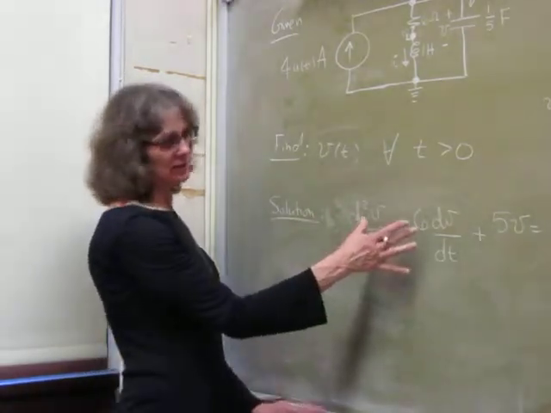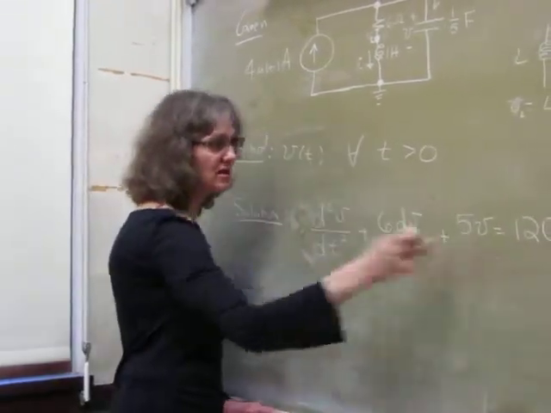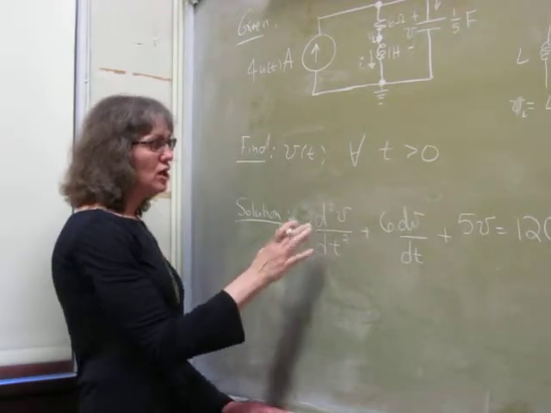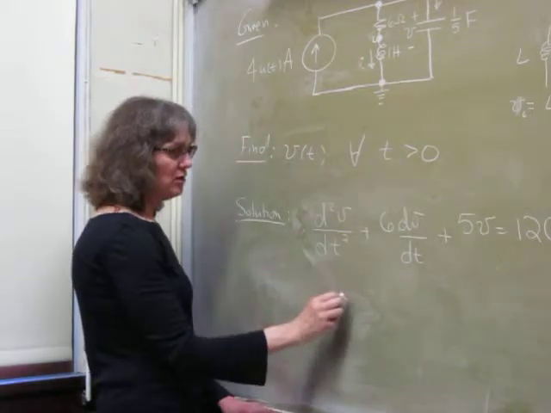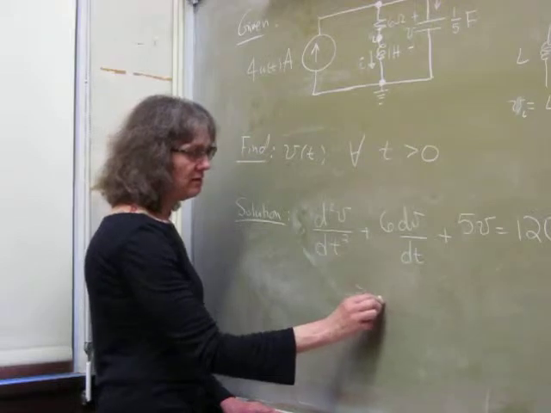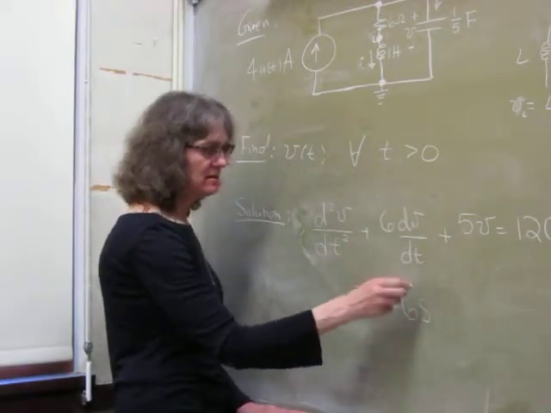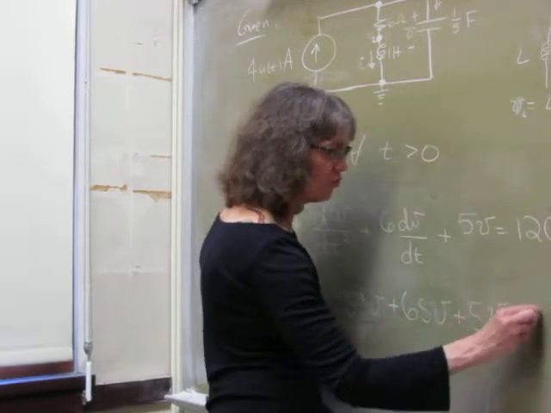How do you solve the natural part of this? Okay, here's the second-order differential equation. This is what you do. Transform it back using the S operator. So I'll have S squared V plus 6S V plus 5V equals 120.